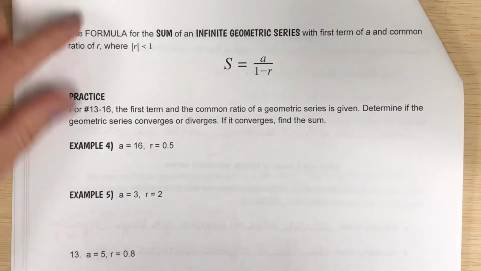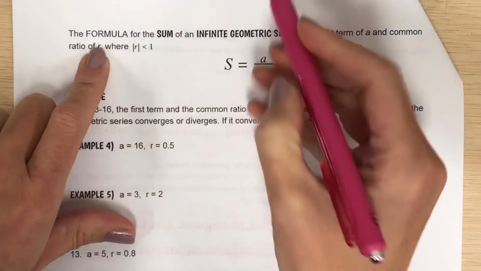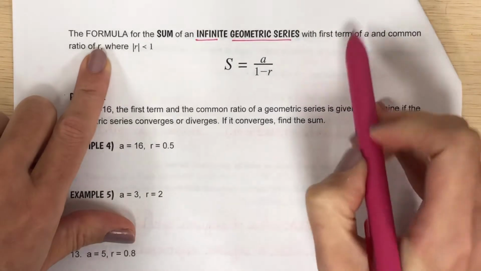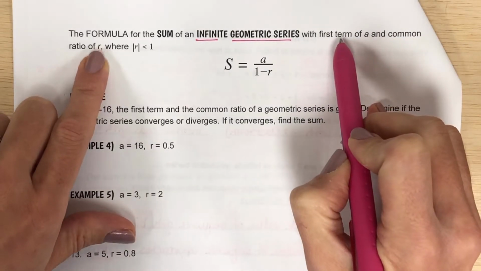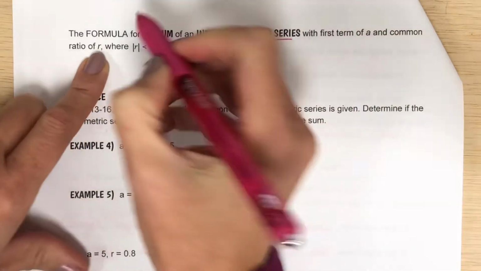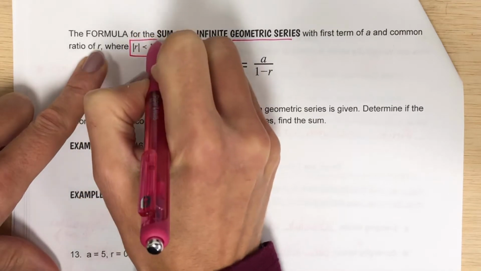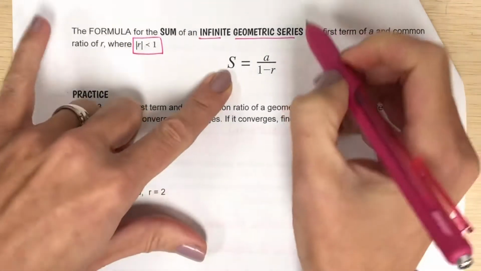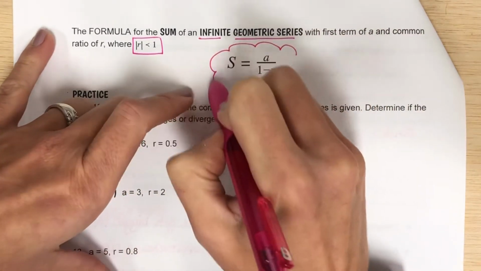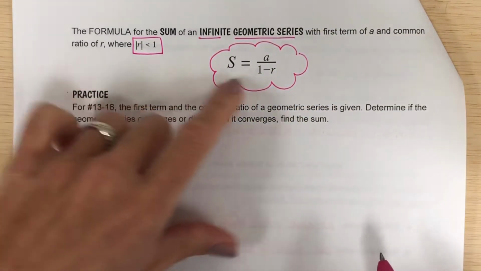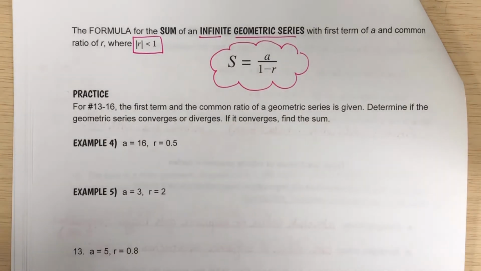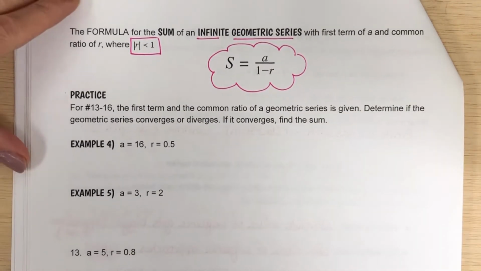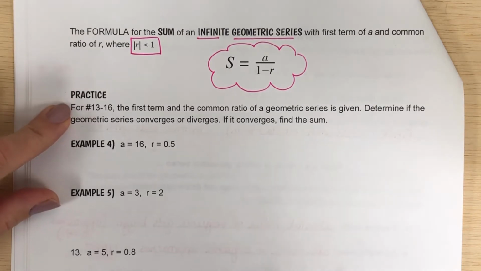So the formula for the sum of an infinite geometric series that has a first term of a and a common ratio of r, where the absolute value of the ratio has to be less than 1, is this. The sum is the first term divided by 1 minus the ratio. Super easy. This is a wonderful, easy formula. So let's go ahead and practice.